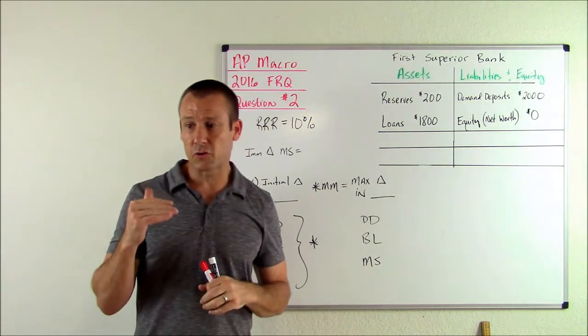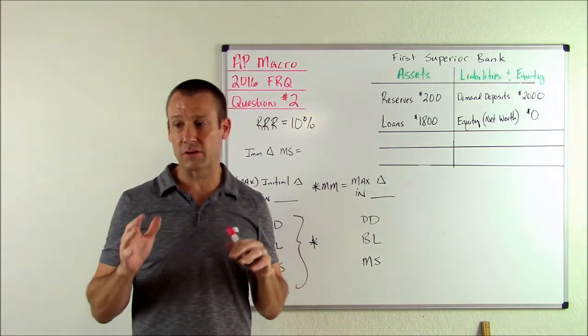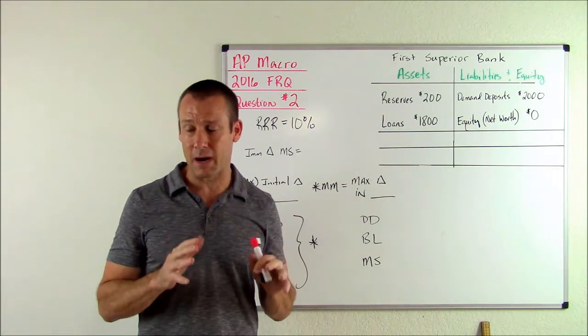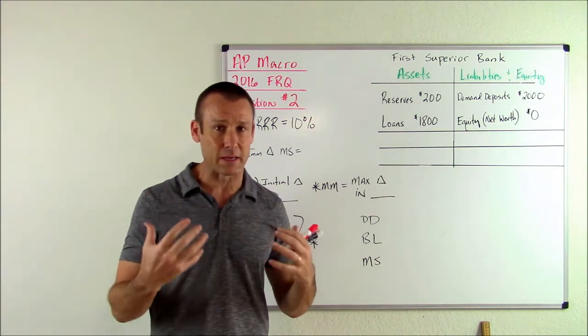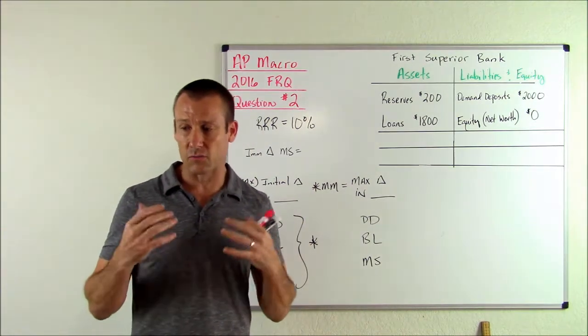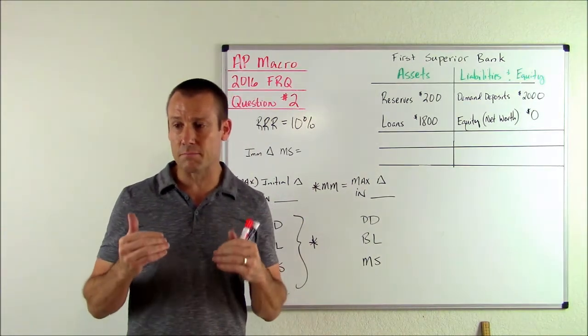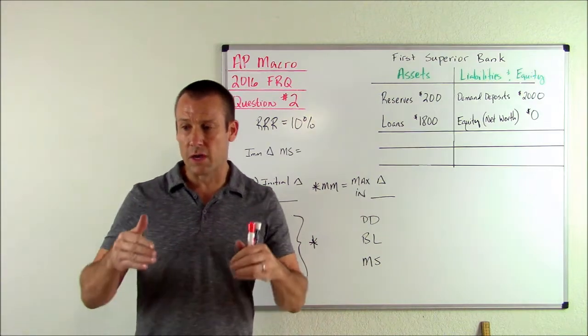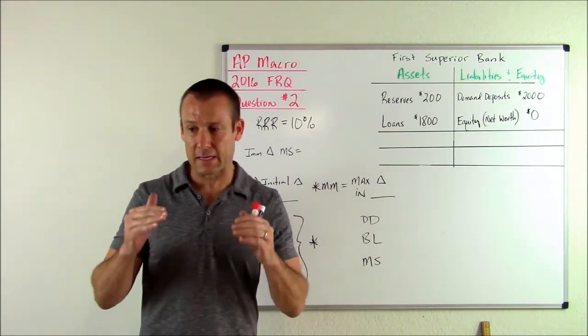B, Mr. Smith deposits $100 of cash in a demand deposit account. Remember, demand deposit account, that's just a banking account. Economists like to use the term demand deposits. Account at First Superior Bank. Calculate the maximum amount of new loans that First Superior Bank can now make.